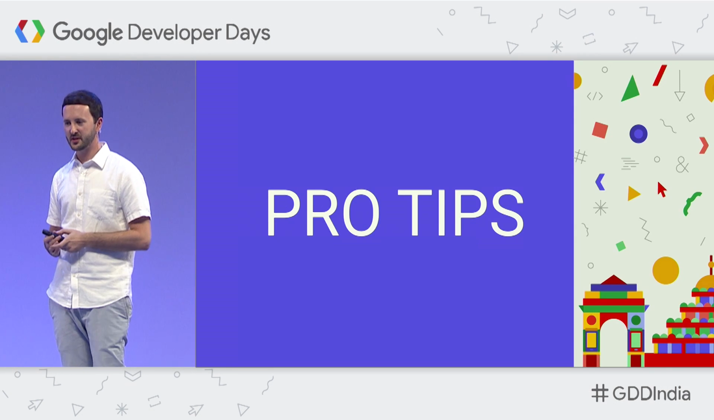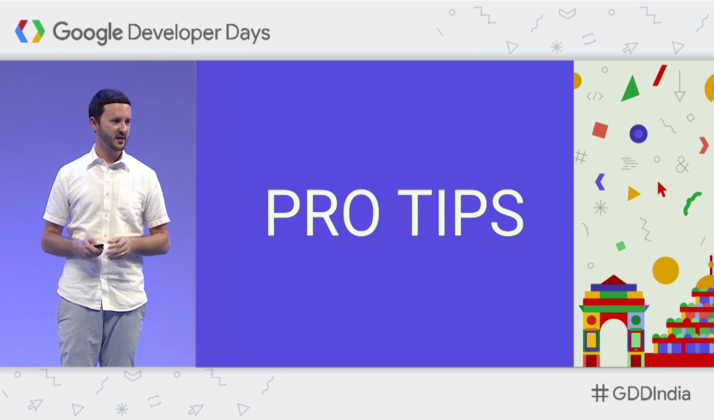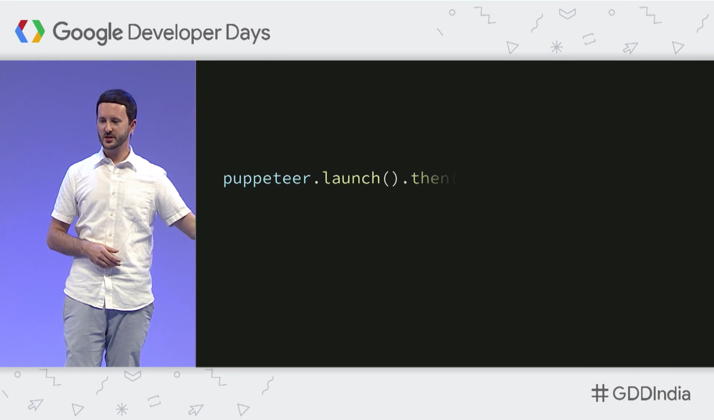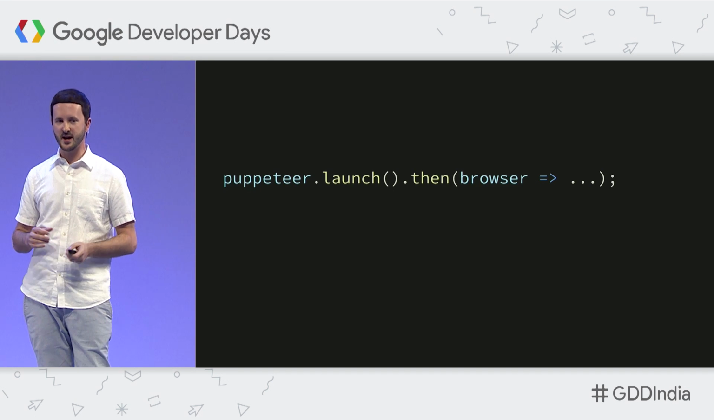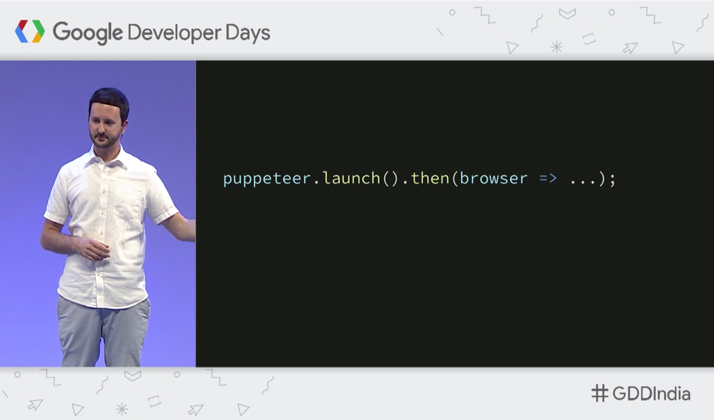So before I leave you, a couple more pro tips that I've actually run into. I talked to a lot of developers getting started in Puppeteer. Just want to mention a few pro tips for debugging. I think they're really useful. So let's talk about this Puppeteer launch method again. Again, this just launches Headless Chrome, and you get a browser instance to interact with.